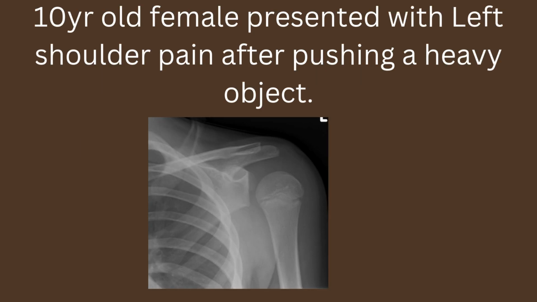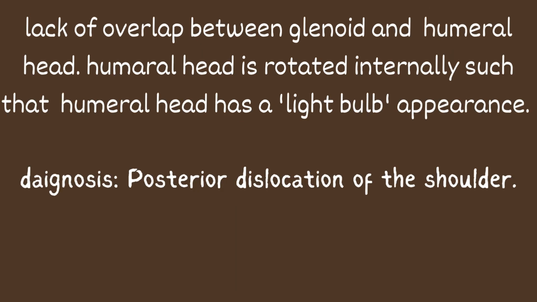So the next case is a 10-year-old female who presented with left shoulder pain after pushing a heavy object. And here is the radiograph of that case. You can appreciate in the radiograph there is a lack of overlap between the glenoid and the humeral head. The humeral head is rotated internally such that it has a light bulb appearance. So what is the diagnosis? The diagnosis is a posterior dislocation of the shoulder.